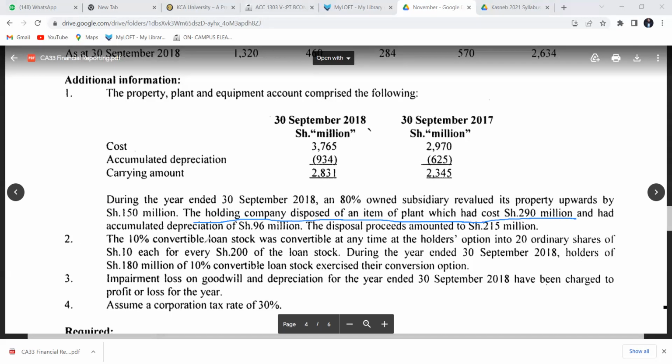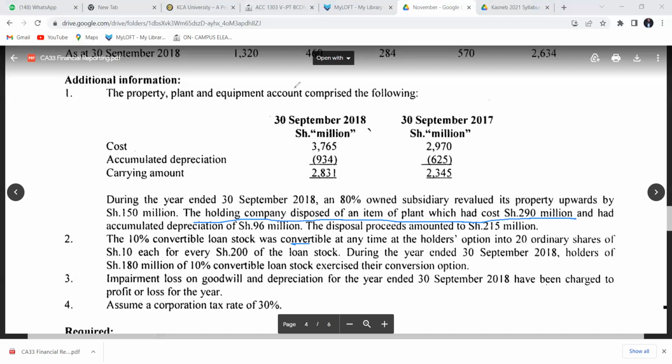Then number 2, the 10% convertible loan stock was convertible at any time at the holder's option into 20 ordinary shares of shillings 10 each for every 200 of the loan stock. During the year ended 30 September 2018, holders of 180 million of 10% convertible loan stock exercised their conversion option. So we need to check how they converted this loan stock to shares. Impairment loss on goodwill and depreciation have been charged to profit or loss. Assume corporation tax rate of 30%.